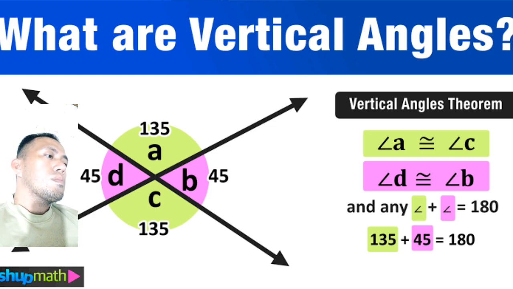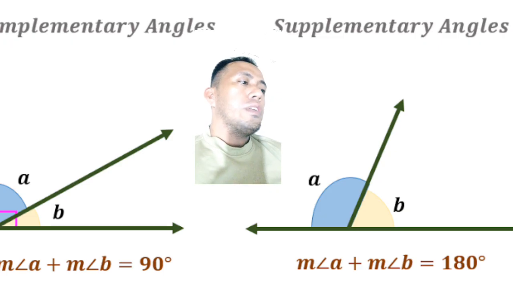By definition, when two lines intersect, they form two pairs of opposite vertical angles. Fourth, complementary and supplementary angles. Complementary angles by definition are two angles whose measures add up to 90 degrees. Supplementary angles by definition are two angles whose measures add up to 180 degrees.